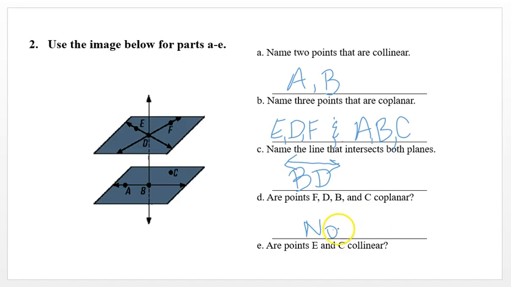Now, part E: are points E and C collinear? Well, this is going to be yes. Any 2 points that I name, no matter if there is a line drawn through them, are going to be collinear, because you can draw a line through any 2 points, or there exists a line through any 2 points. So this is kind of a trick question, and the answer is yes.